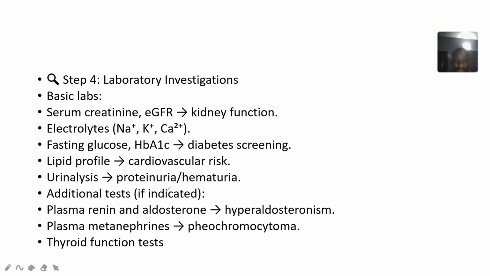So you also do your lab investigation where you send for tests for serum creatinine and glomerular filtration rate. You are trying to see how the kidney is functioning. You do electrolyte test, fasting glucose, and also hemoglobin A1C. Now you are trying to look at the glucose levels to establish if the person has diabetes. Then lipid profile too, urinalysis, and additional tests like plasma renin and aldosterone, plasma metanephrines, and also the thyroid function tests.